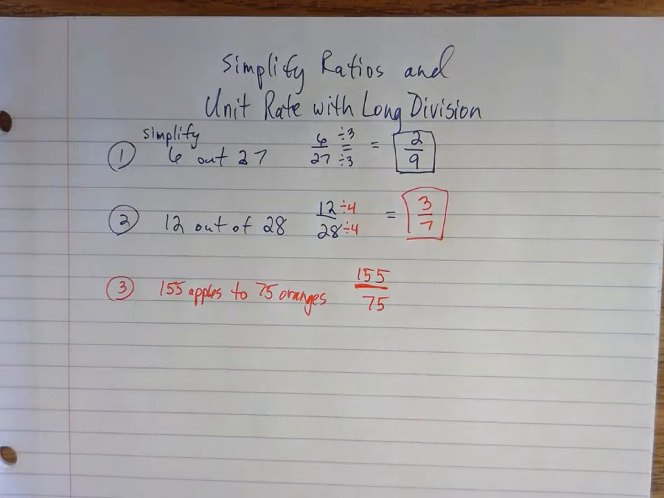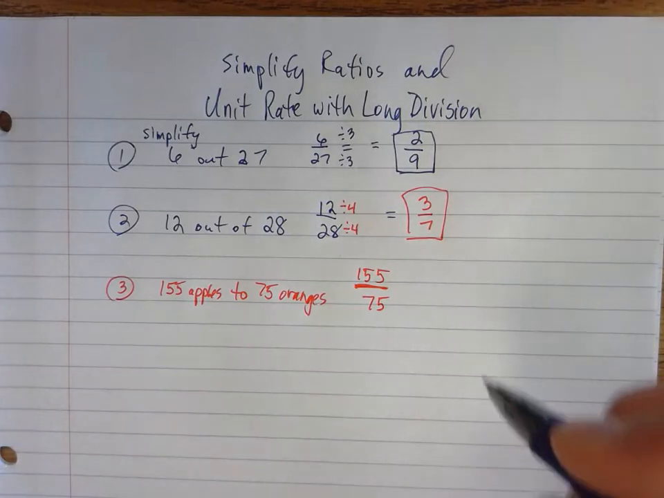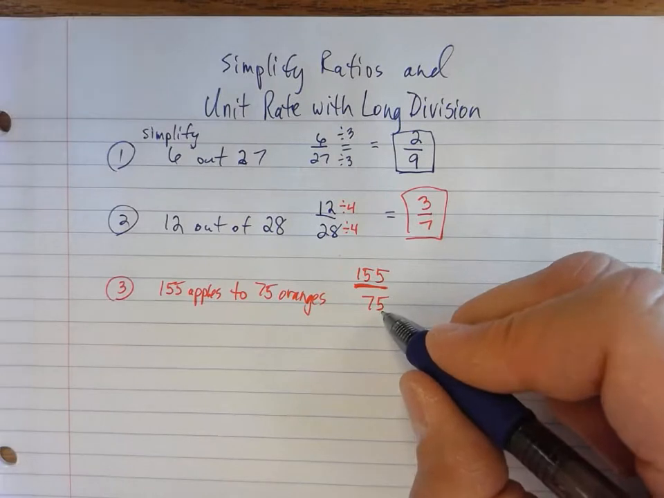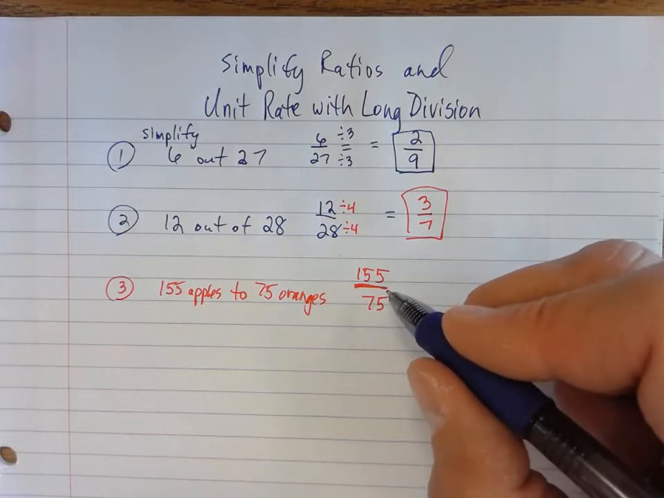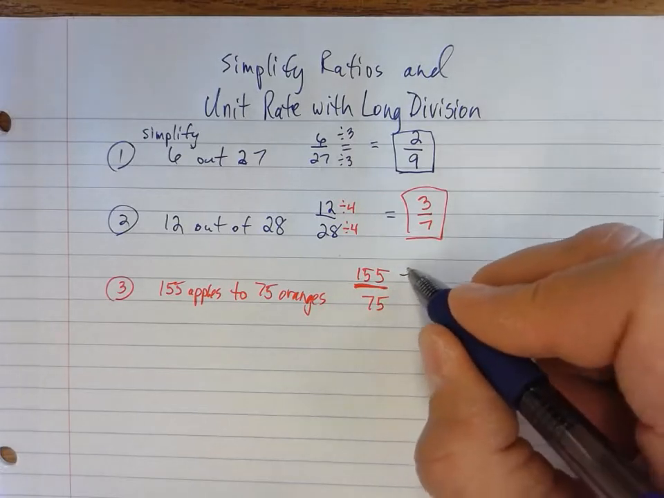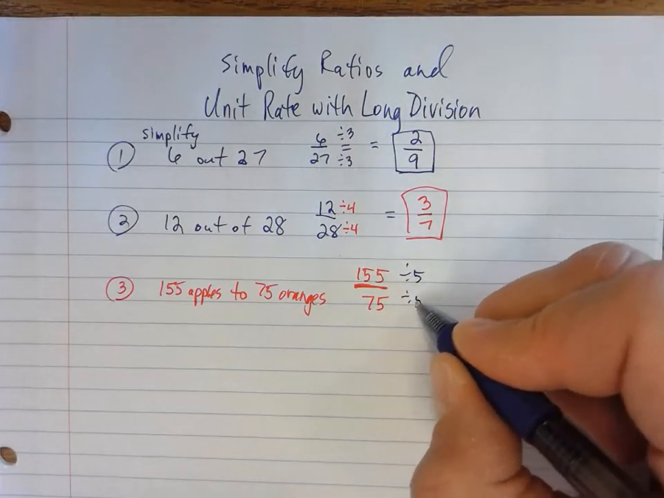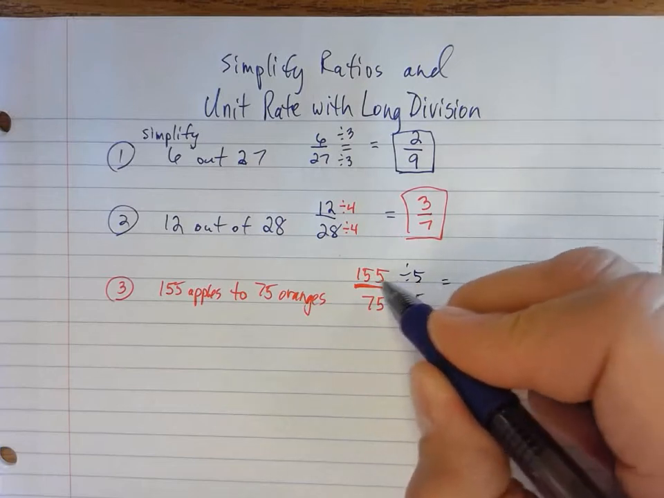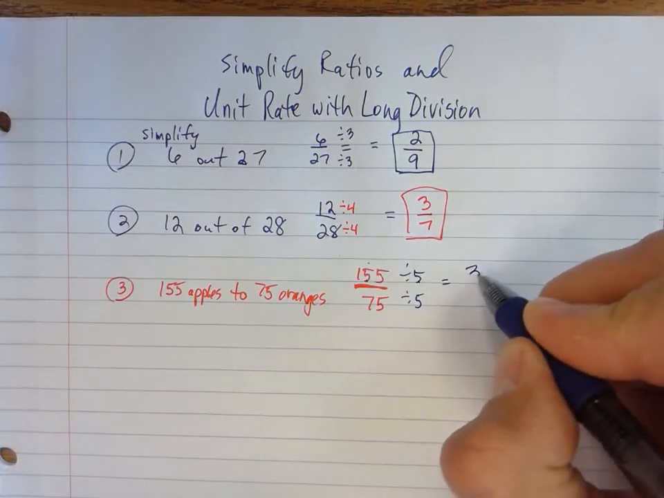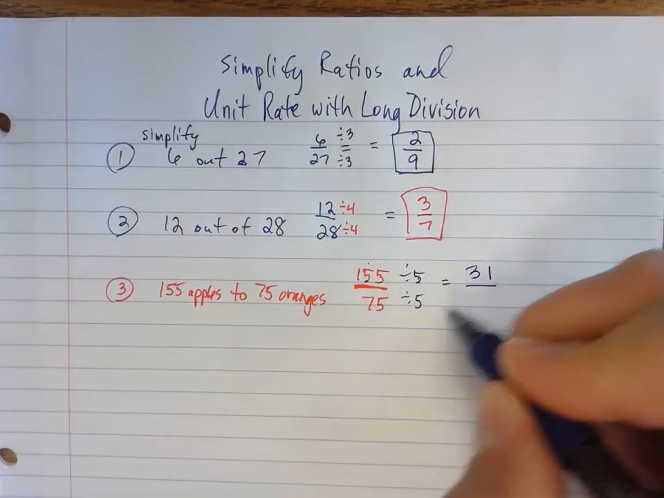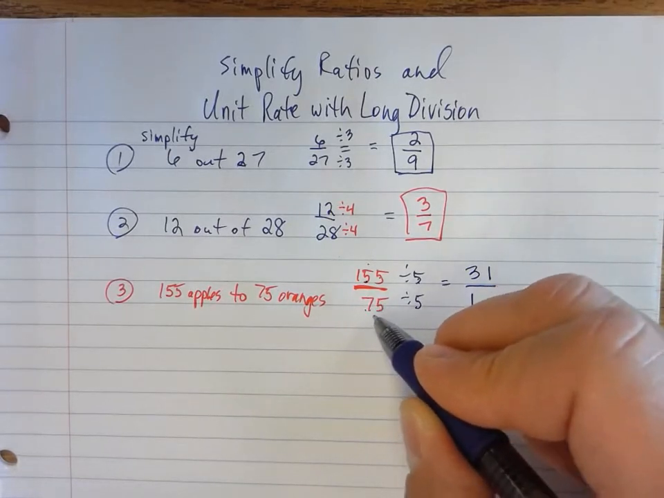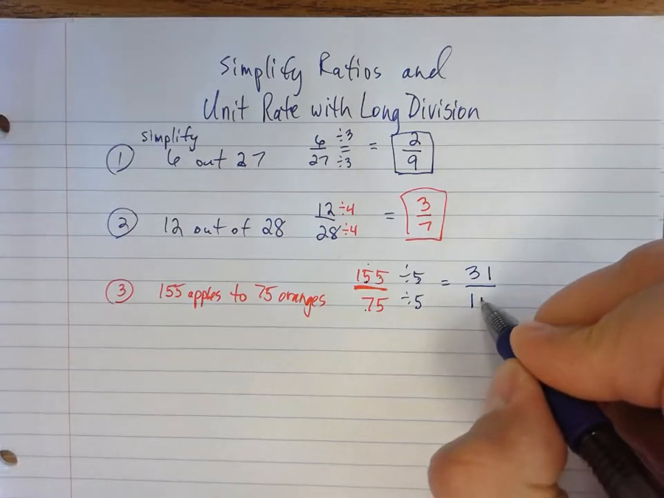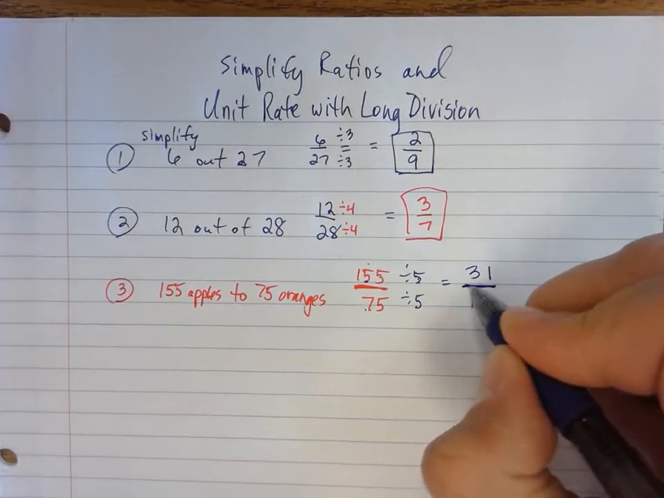Now, of course, those numbers are getting a little bit bigger. So maybe you can think, well, I know 25 will go into 75, but 25 won't go into 155 because it'd be 150. So maybe I just have to do it by 5 to start with, and that's all right. Let's divide them both by 5 and see what happens. So 5 goes into 15 3 times. 5 goes into 5 once. 5 goes into 7 once, and that leaves me with 25, and 5 goes into 25 5 times. So that would be 31 over 15.